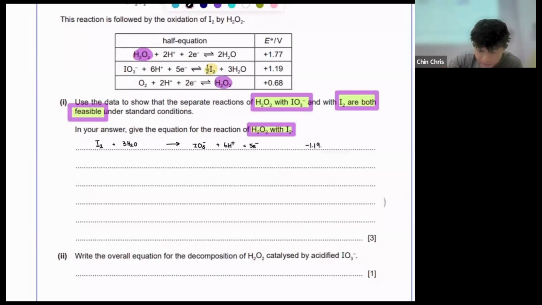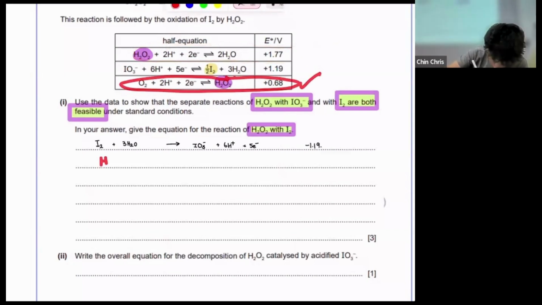Negative 1.19, correct. Then H2O2, I need to use this equation, yeah? Guys, can anyone tell me why not using the next equation? Why not this equation, guys? Why don't we use H2O2 from here?